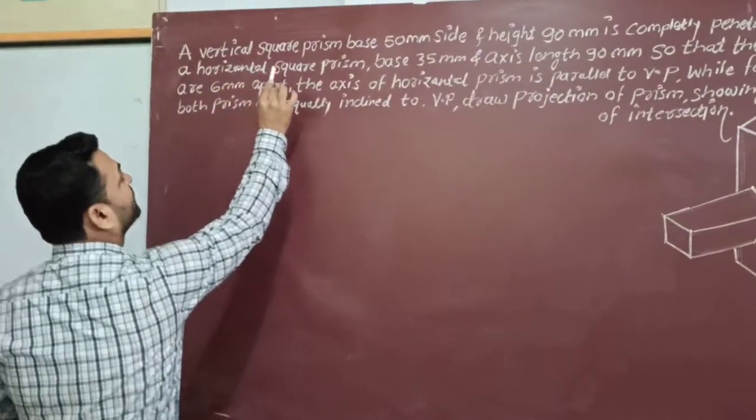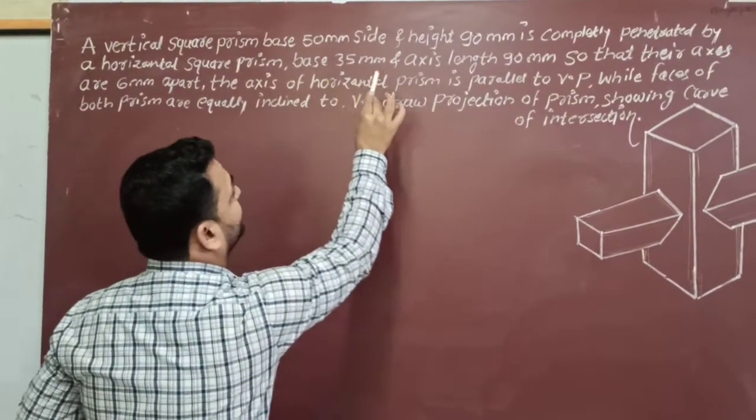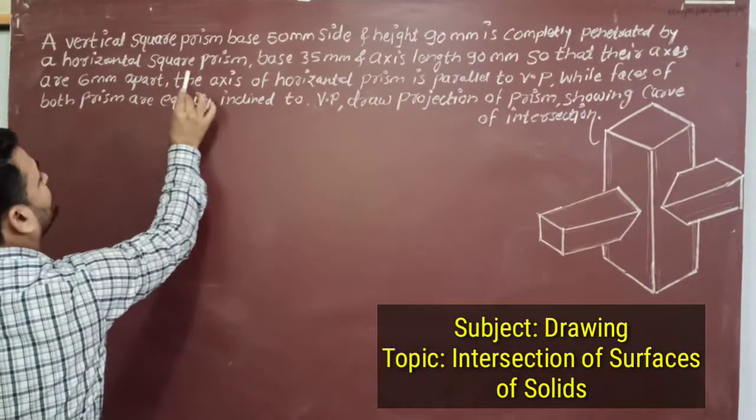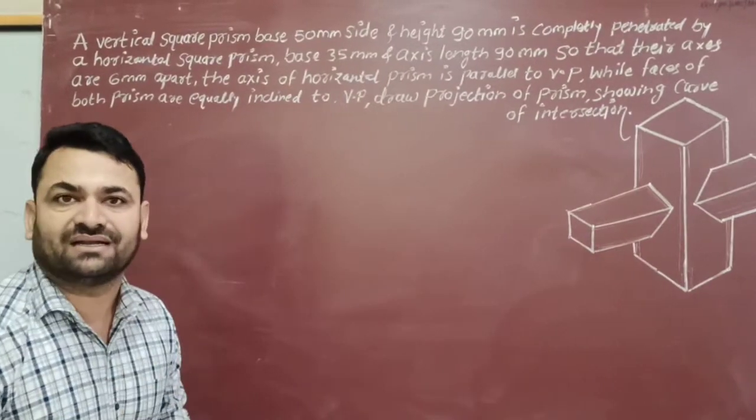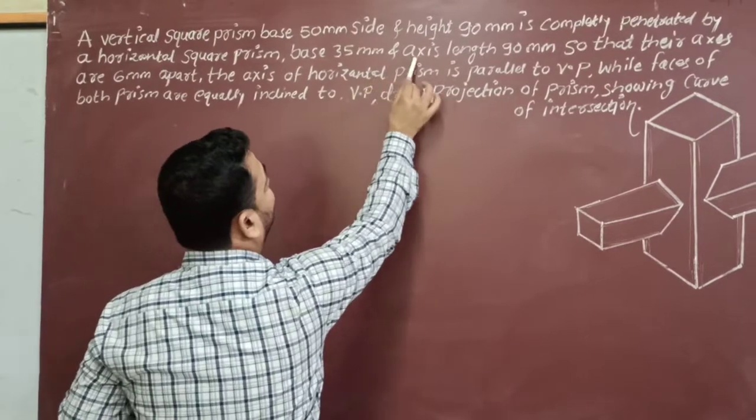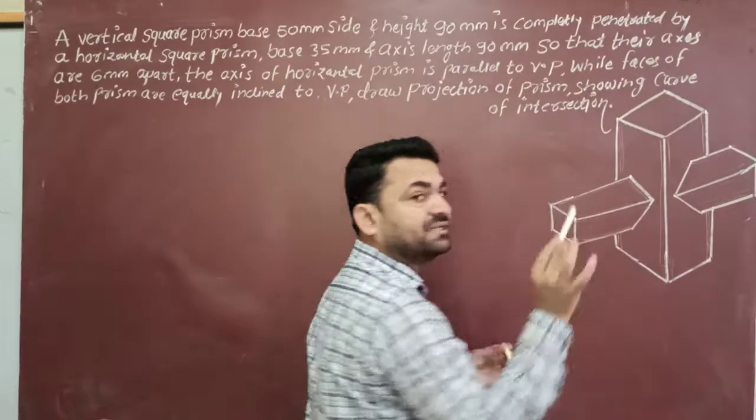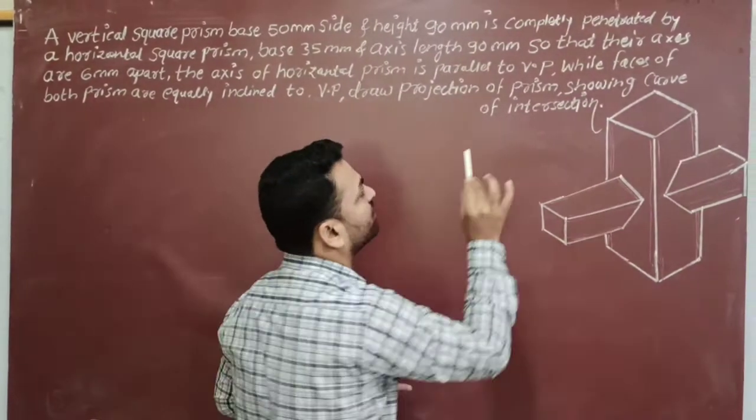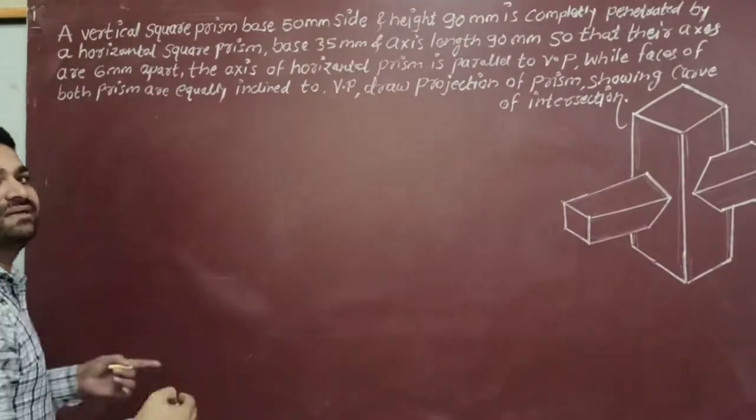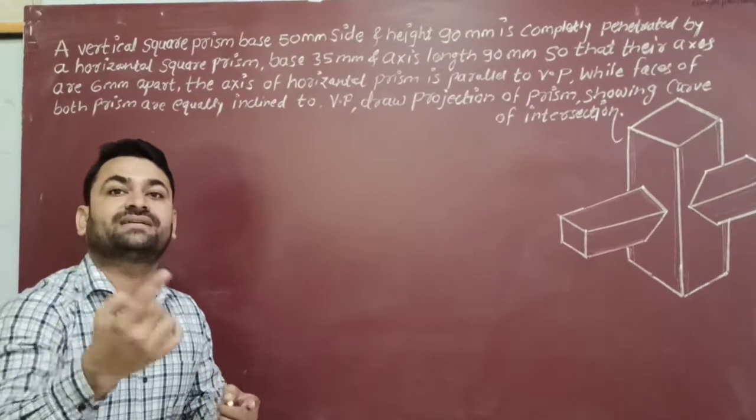A vertical square prism with base 50 mm side and height 90 mm is completely penetrated by a horizontal square prism whose base is 35 mm and axis length is 90 mm, so that their axes are 6 mm apart. The condition of penetration is given, which is very important. It means intersection of prism to prism is there, but at an offset condition.